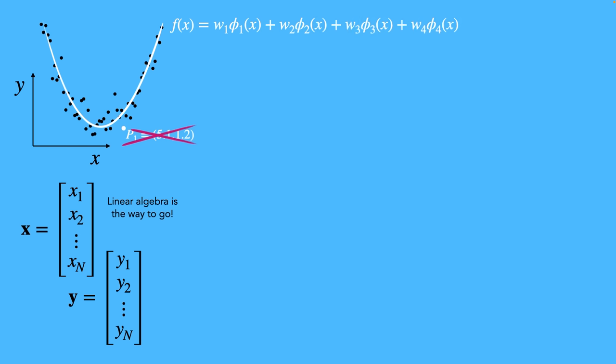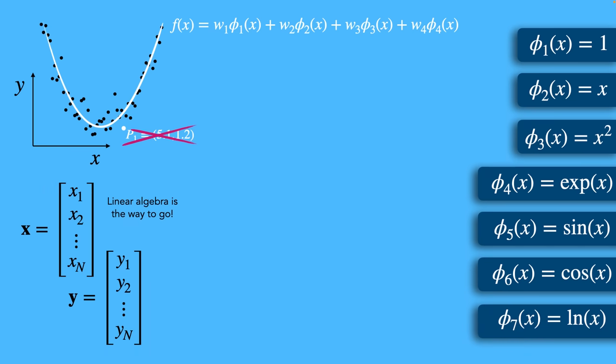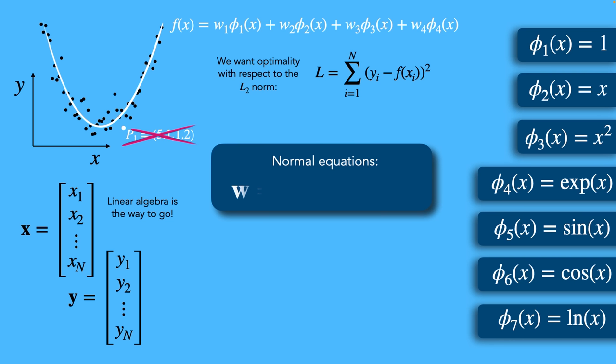You then learn that you can fit all sorts of interesting functional forms to your data that are linear combinations of some basis functions, phi. And you have a whole arsenal of basis functions at your disposal, from polynomials to trigonometric functions. Now you can impose an optimality condition for your data fit, and if you choose the mean squared error, you can solve the normal equations to determine the coefficients, w, of the linear combination of basis functions.